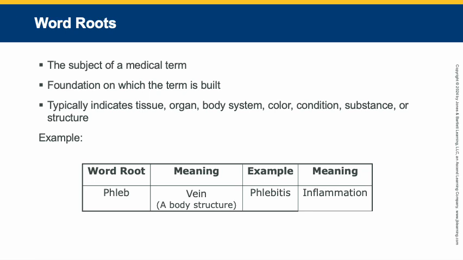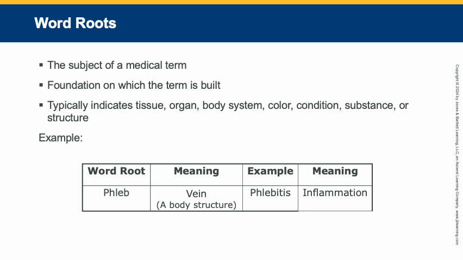If you will look on page 127 in your book, I do want you to look at the key point that is in the right-hand column. It says a word root typically indicates a tissue, organ, body system, color, condition, substance, or structure. For example, the root word phleb means vein, a body structure. Consequently, whenever you see the root word phleb, you know the term has something to do with veins. So this will help you when you're breaking down these words.